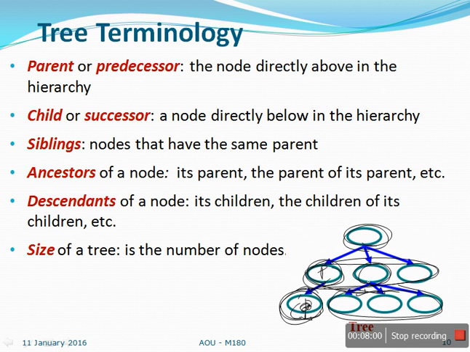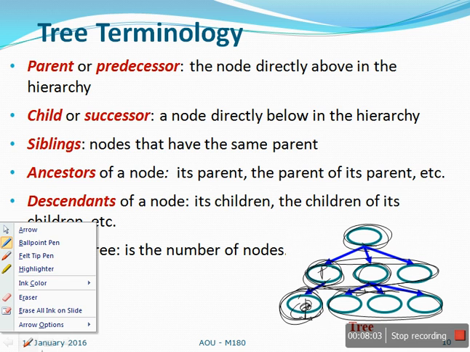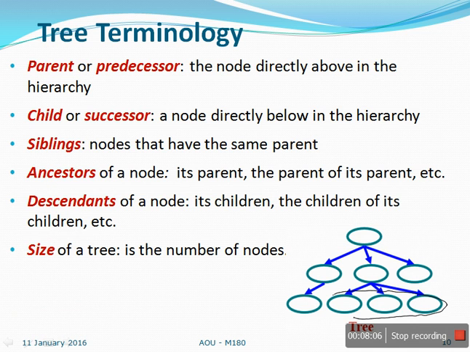Siblings: the nodes which have the same parent we call siblings. For example, these are siblings because they have the same parent. Ancestors of a node are its parent, the parent of its parent, and so on. That is the father, grandfather, and so on. For example, let's say this is a node C. The ancestors of C are these 2 nodes up to the root. Then descendants: its children and children of children are called the descendants. For example, these are the descendants of the root, and also these are all descendants of the root.